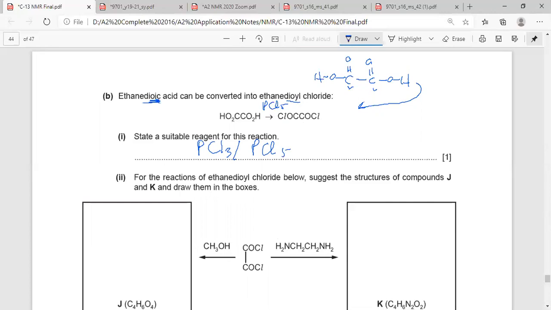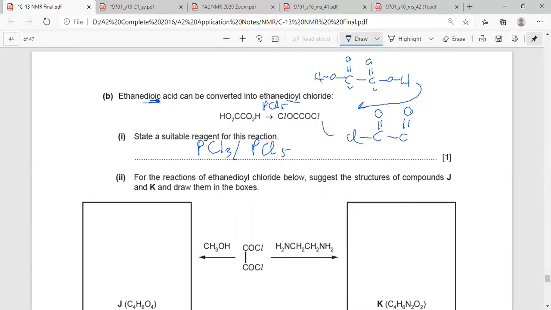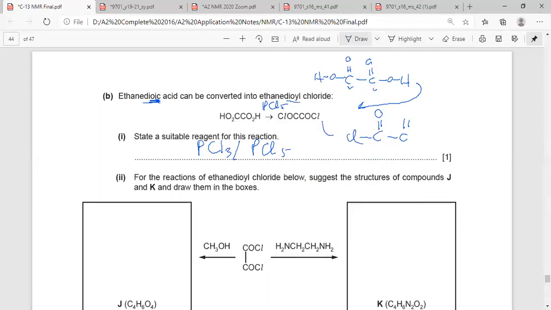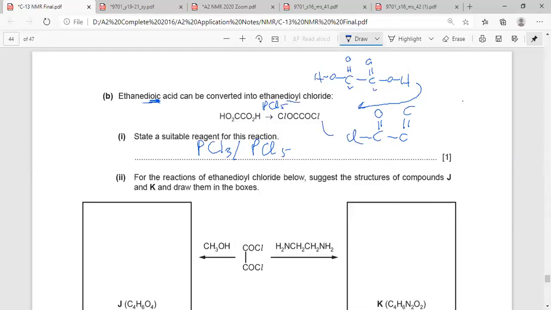This one, of course, the formula will be C double bond O, and it's a diacyl chloride. Diacyl. So the bifunctional group here.